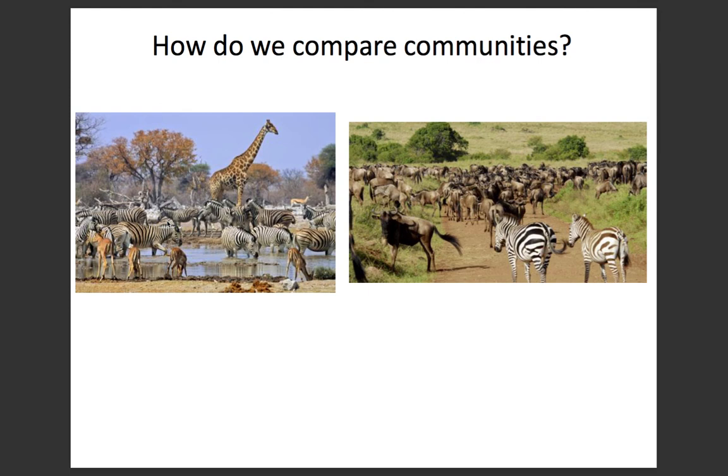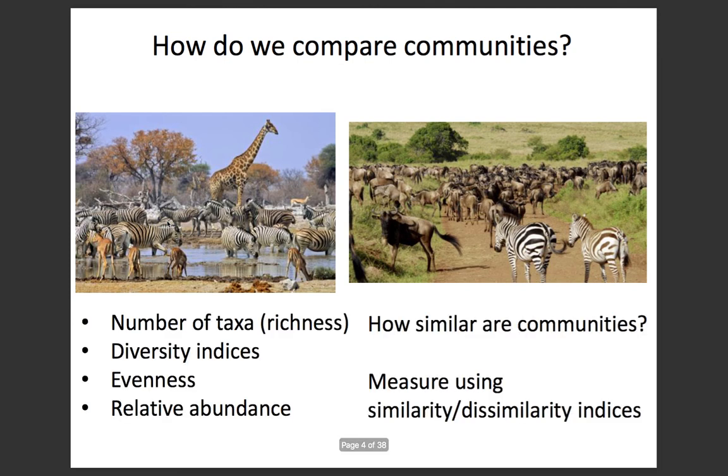But how do we compare these communities? Here's two communities in Africa. How do we compare their species composition? We both see zebras, we both see wildebeests. There's giraffes in one and maybe impalas in one and not in the other. So when we compare species composition, we need to be thinking about how similar are the two sites, and we measure that using similarity and dissimilarity indices.